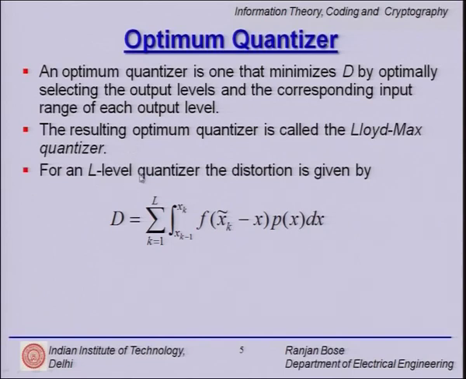Now, suppose we have L levels of this quantizer. The distortion is simply given by D equal to summation over all the levels k equal to 1 through L, and then I have this integration of f of this quantization error xk tilde minus x. So, this time it is xk, okay, and weighted by p of x dx.